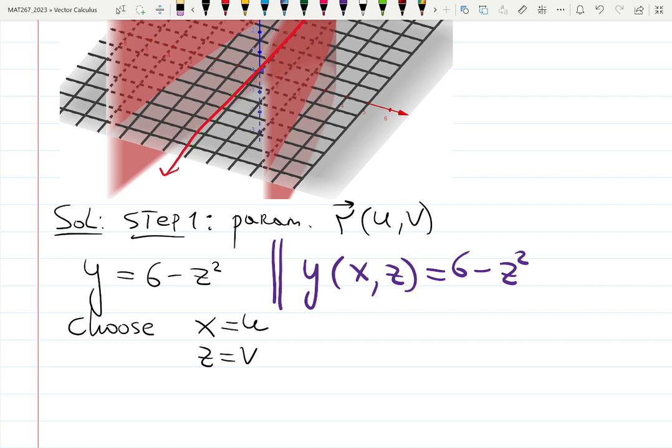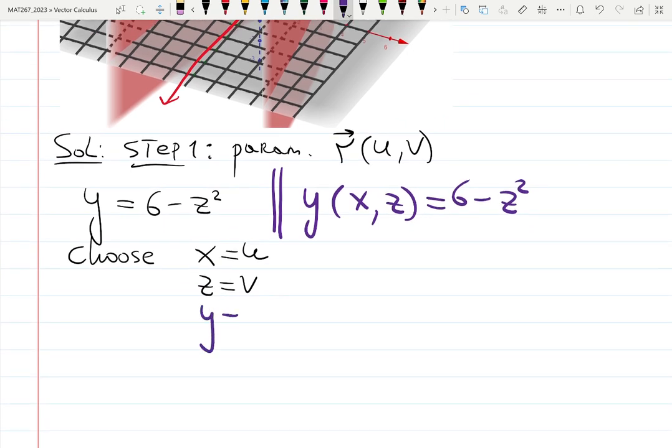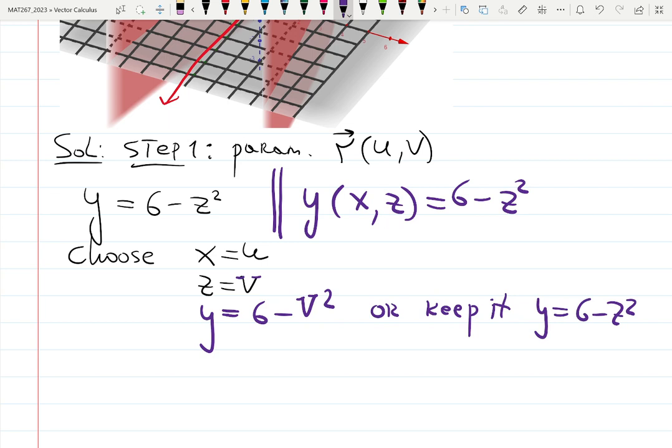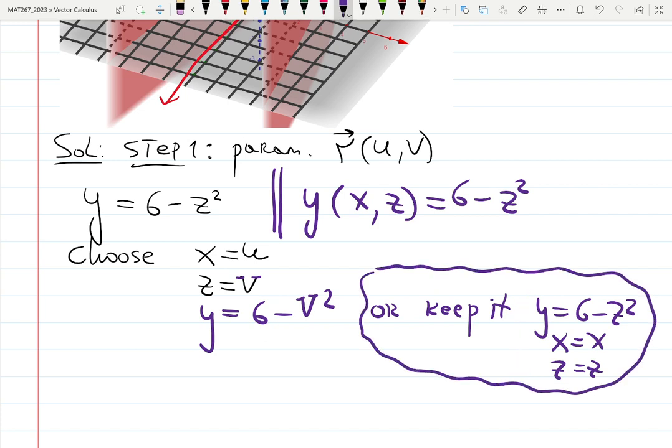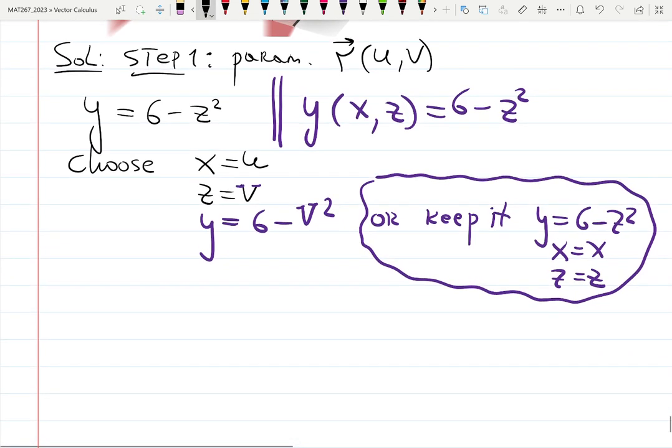Not always. Then, guess what's going to be y? y will be 6 minus v squared. It's kind of dumb, to be honest. You can just keep it as z squared. That is totally okay. Or keep it as y equals 6 minus z squared, then you just name x equals x and z equals z. So again, parameterization is not unique. That's what confuses students so much. It's a creative process. Okay, so just be okay with that. Mathematics is pretty creative.